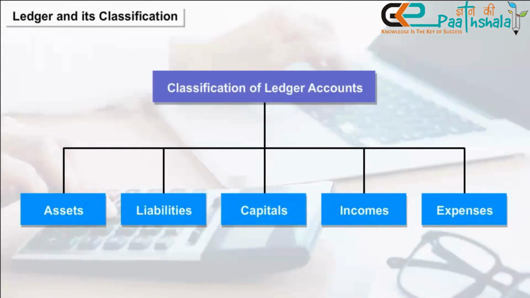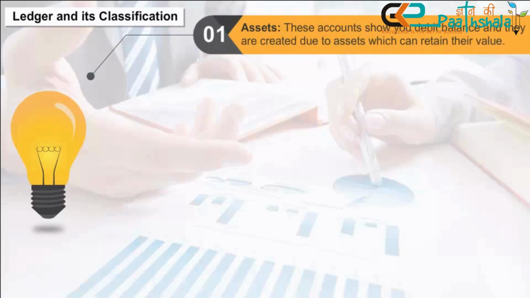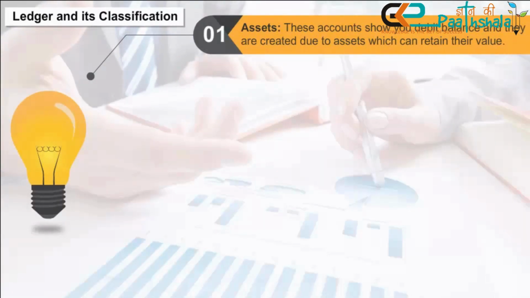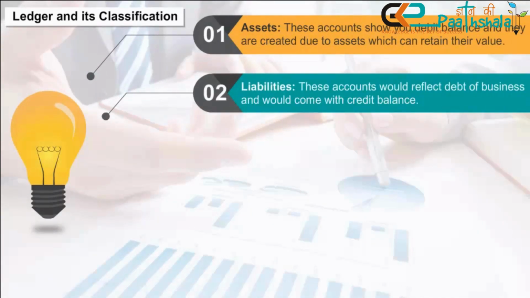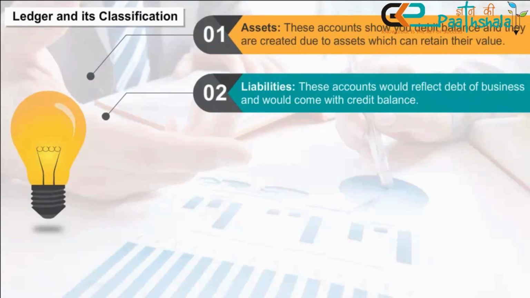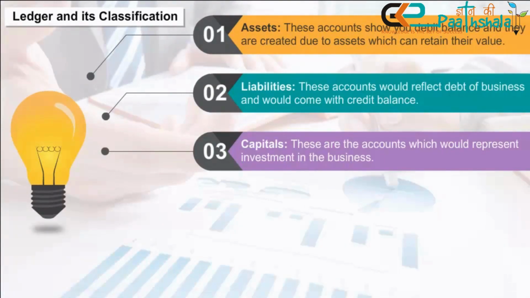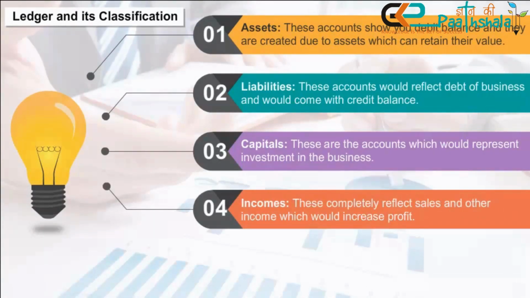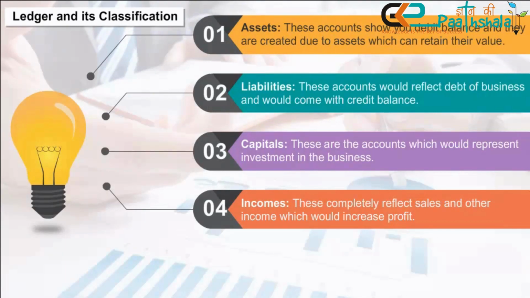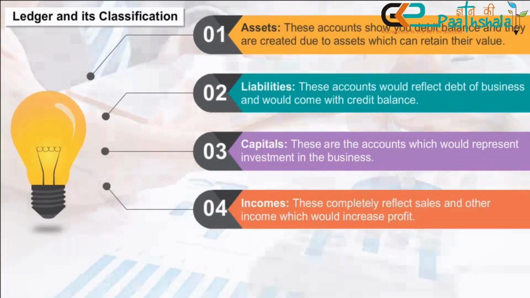The 5 types of accounts are: 1. Assets. These accounts show you a debit balance, and they are created due to assets which can retain their value. 2. Liabilities. These accounts would reflect debt of the business and would come with a credit balance. 3. Capitals. These are the accounts which would represent investment in the business. 4. Incomes. These completely reflect sales and other income which would increase profit. They show a credit balance and are credited to the profit and loss account.